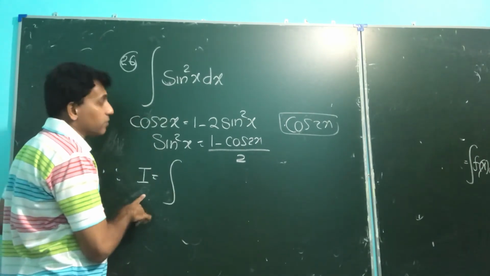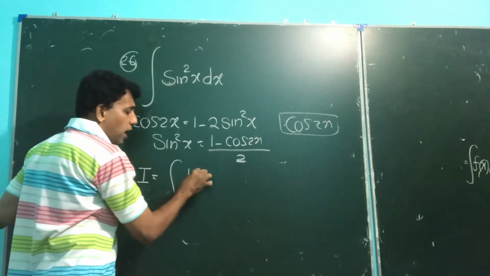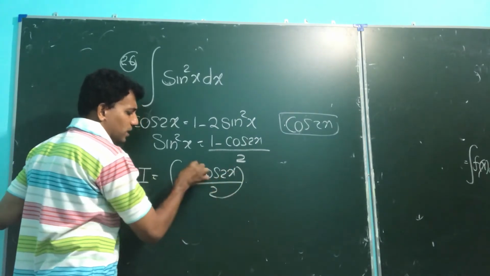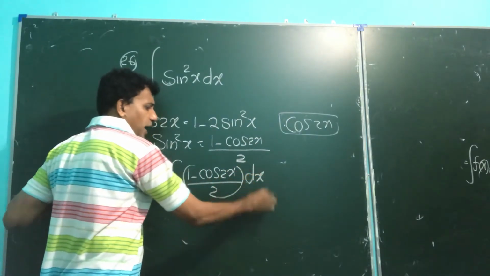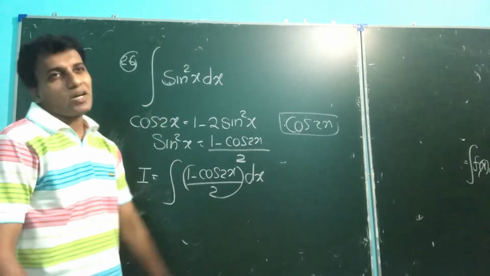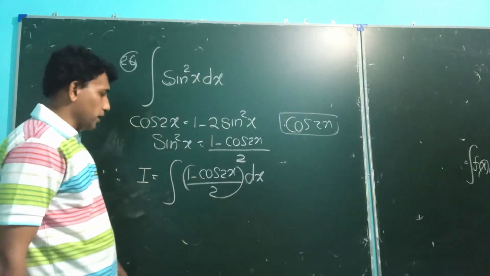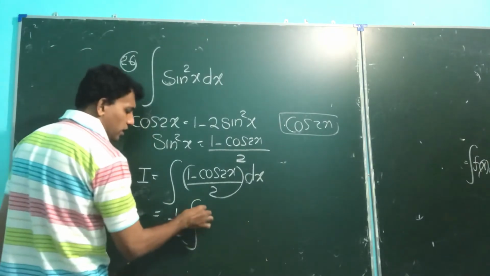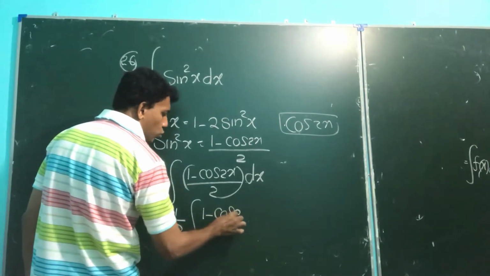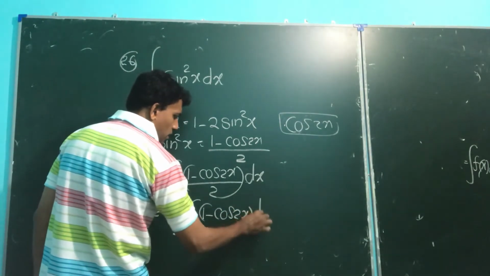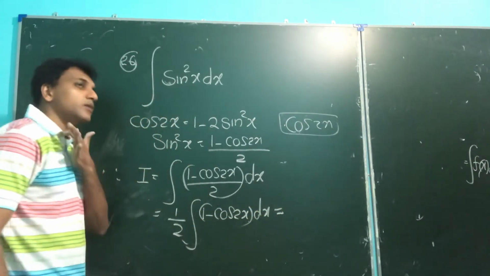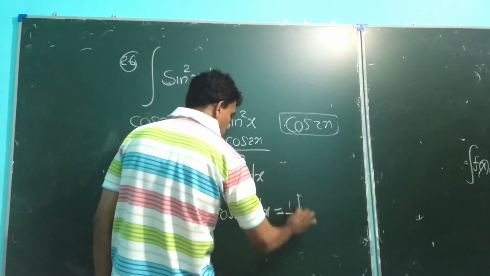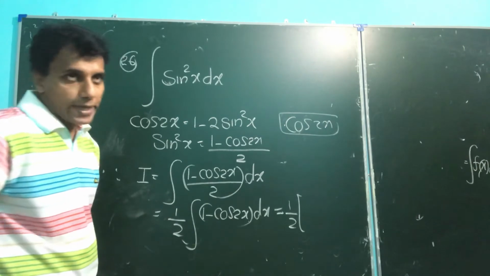So I, what is that? Sin square is 1 minus cos 2x by 2. Simple, right? If you learn it clearly, if you follow me, my method, my order, it becomes easy, right? So okay, therefore can I write the half out, integral 1 minus cos 2x into dx. Now write the answer. There's a half in front, and now inside, what is that?